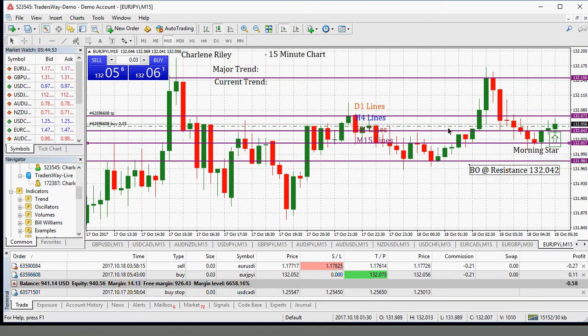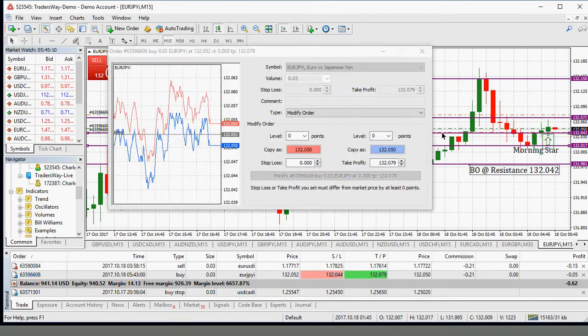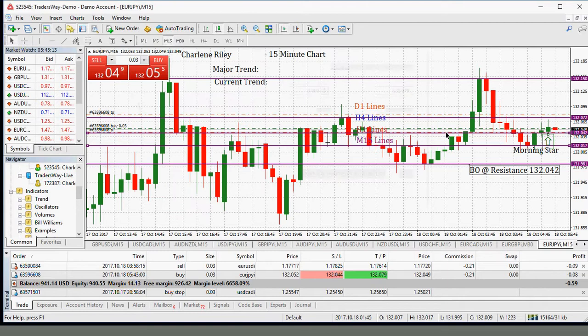There we go. Okay, here's my take profit. So let me just move it up a little bit so we can see it. My take profit is here, tied to this line. And then my stop loss is here, tied to this line of support and resistance.